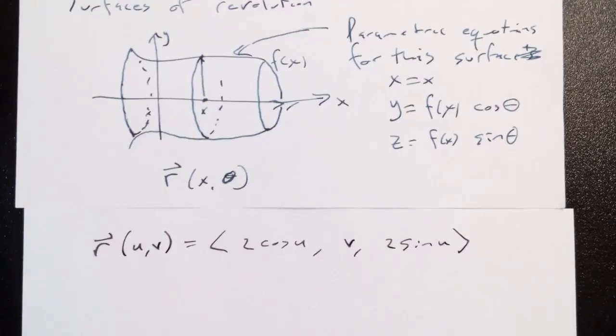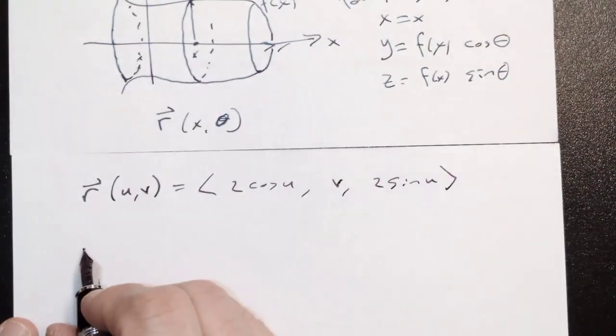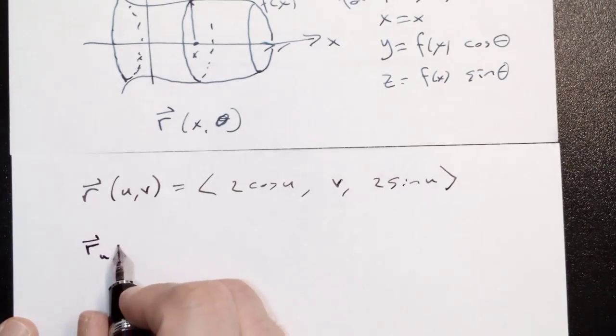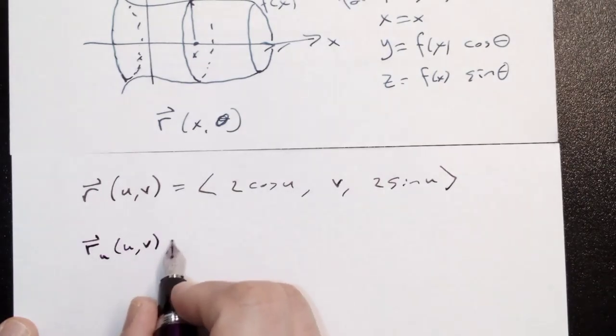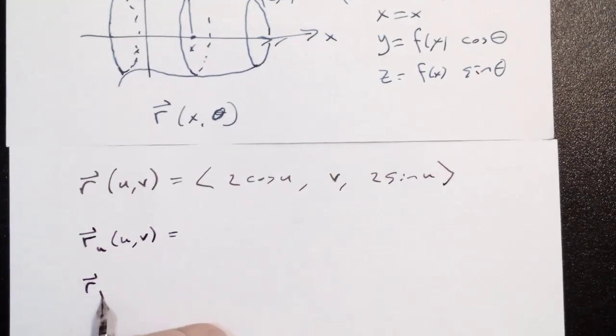All right, I would like you to take derivatives for me. I'm back in Calc 1. I'm back in Chapter 14. What is r with respect to u? What is r with respect to v? While you do that, I'm going to go draw the cylinder back in the graph.